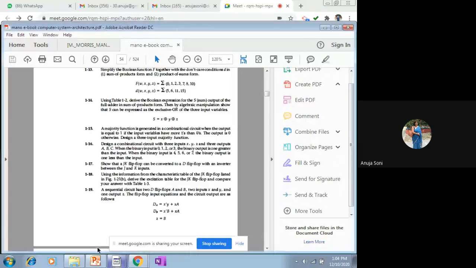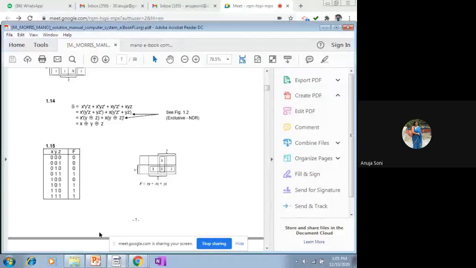What was the statement? It says that a majority function is generated in a combinational circuit when the output is equal to 1 if the input variables have more ones than zeros. Otherwise, the output is 0. Design a 3-input majority function. So first of all, how many input variables are given? 3 input variables are given. So with the help of the 3 input variables, how many combinations can there be? 8 combinations can be there.